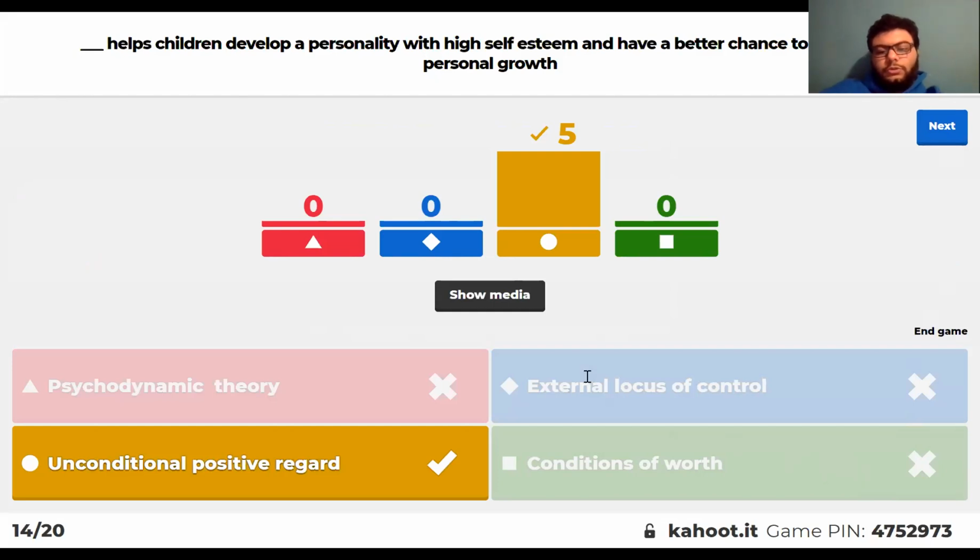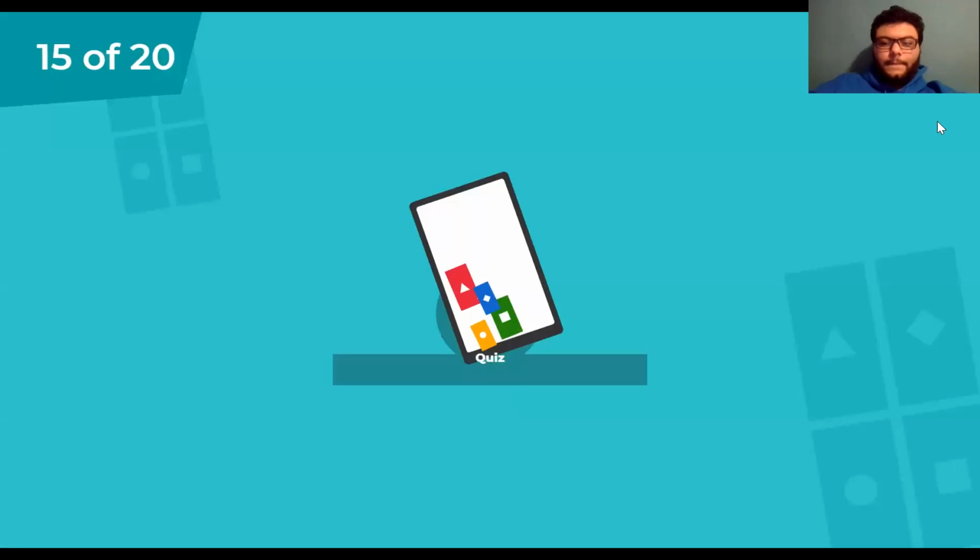External locus of control, high self-esteem can come with either external or internal. And psychodynamic, same thing.